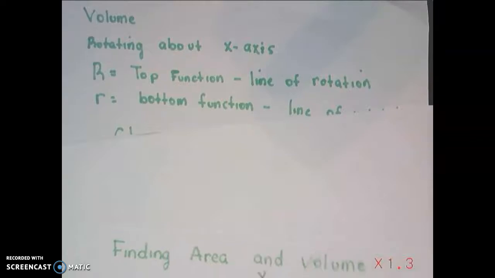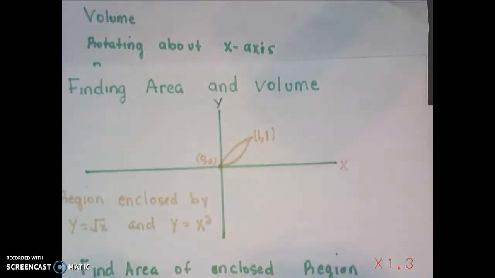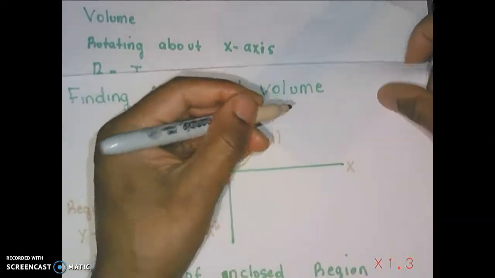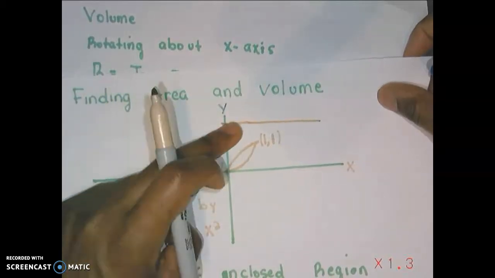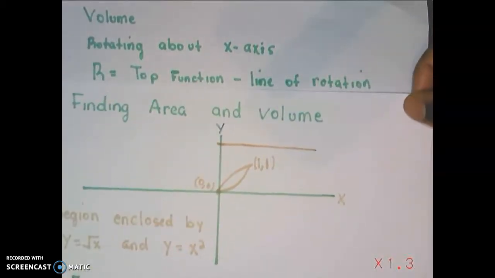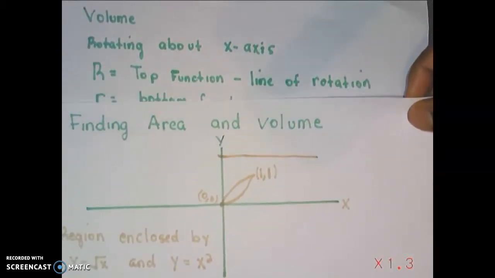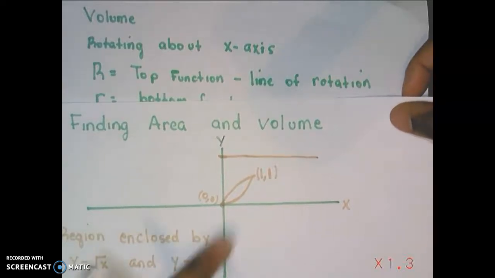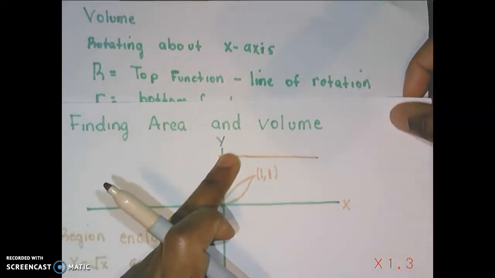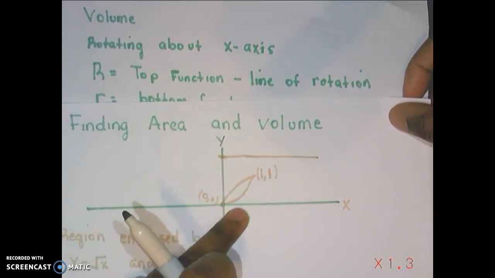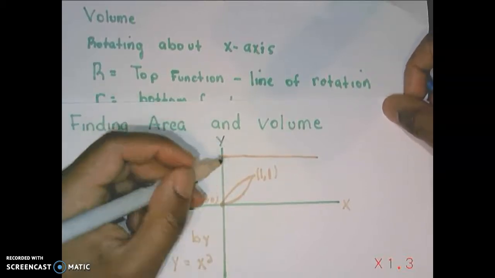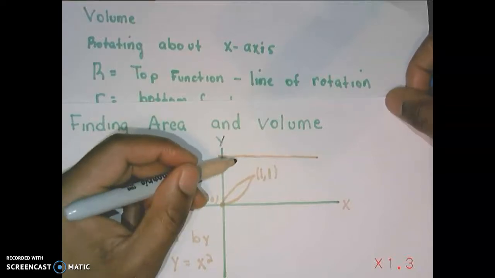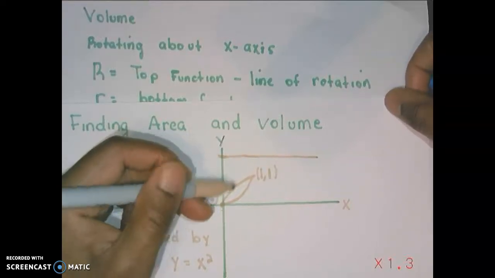But if you were in the case where your line of rotation was actually above, then your capital R would not be the same. Your capital R in that case would actually be the line of rotation minus your bottom function, because that would be the furthest distance away. And then your lowercase r would be the line of rotation minus the top function.